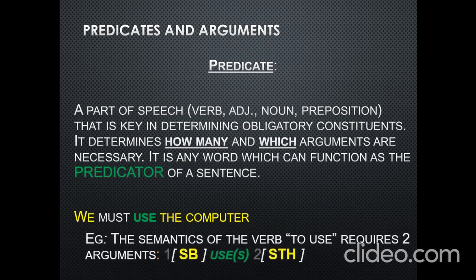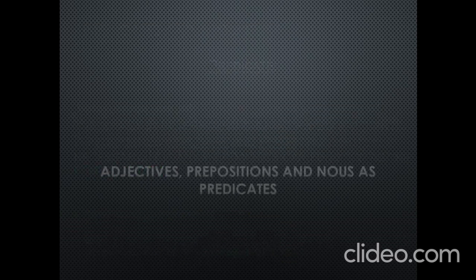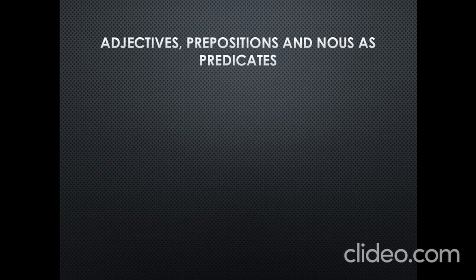The semantics of the verb to use, to make its meaning complete, requires two arguments. As somebody performing the action of using something. Okay? So the verb to use in this case is the predicator of the sentence. But let's see what happens with other words that are not verbs, like intelligent, which is an adjective.